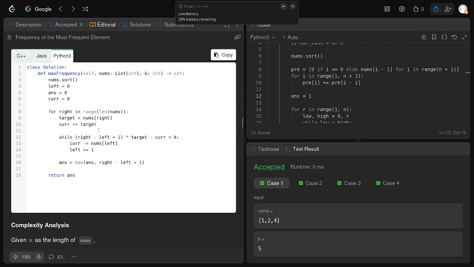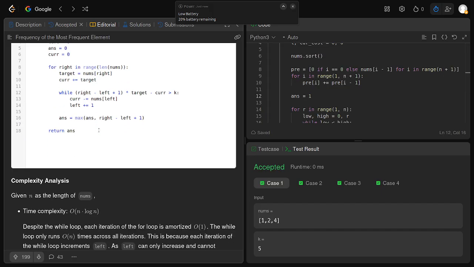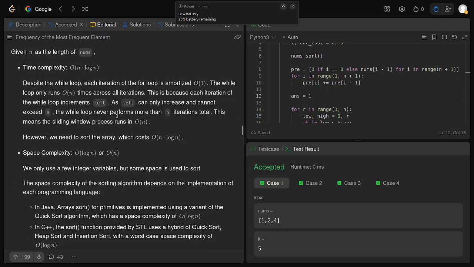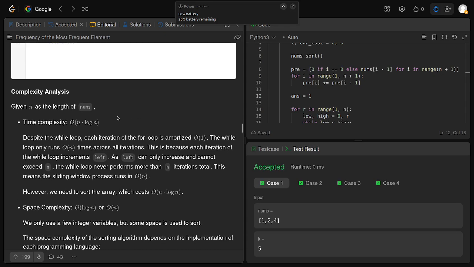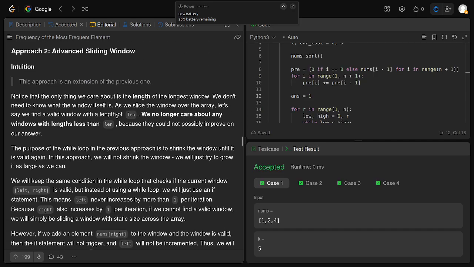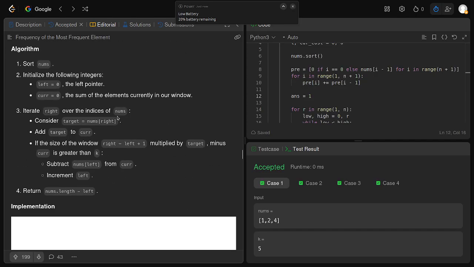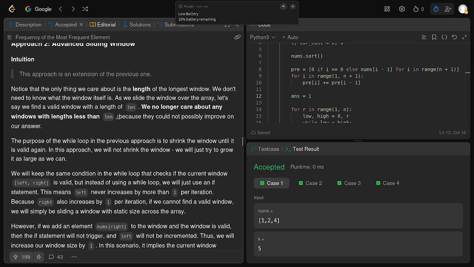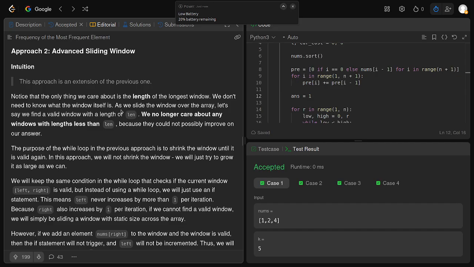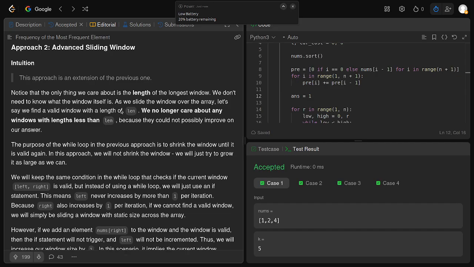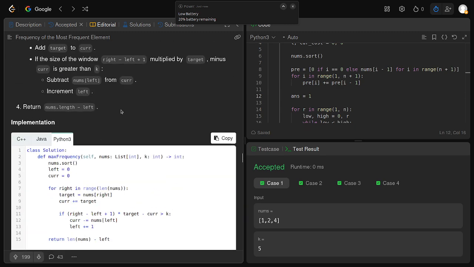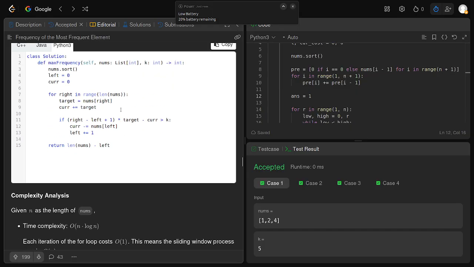I guess it works. I mean, the time complexity is the same, if anyone would be complaining, so whatever. Advanced sliding window. No way this is linear. This is not linear. Okay, I mean that is not advanced at all. It's just some boring, absolutely boring trick that is ridiculous.